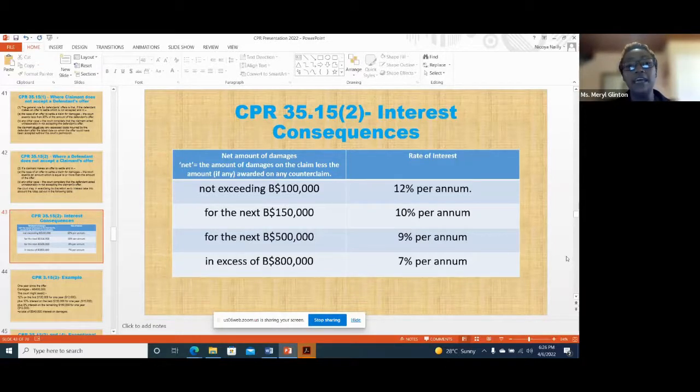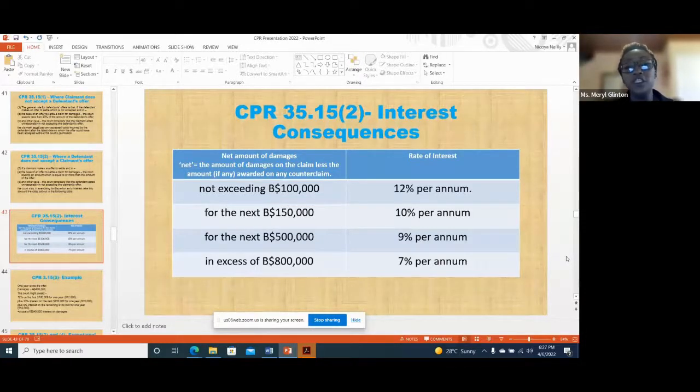So if the net damages awarded, and again, to be clear here, the net damages refers to damages on the claim less any amount awarded on a counterclaim. And I would imagine that would also be the reverse if we're dealing with a counterclaim, net any amount which might have been awarded on the claim. If the damages awarded do not exceed $100,000, then the guideline percentage of interest to be awarded to that party per annum is 12%. So we're already looking at double what they would usually be awarded.